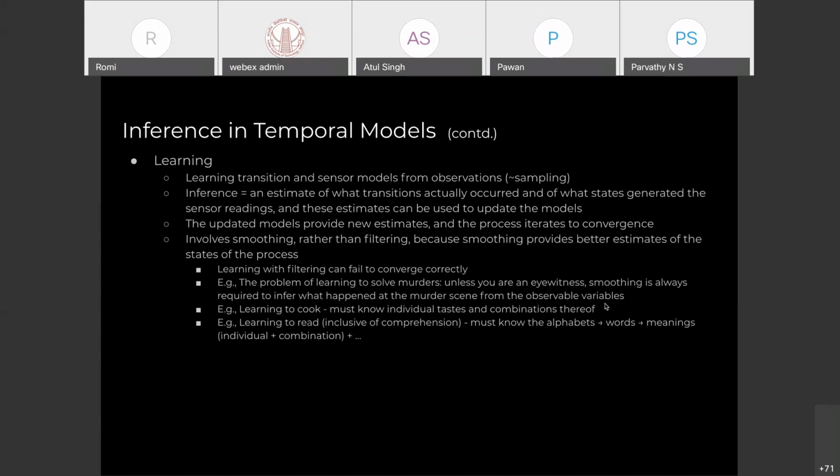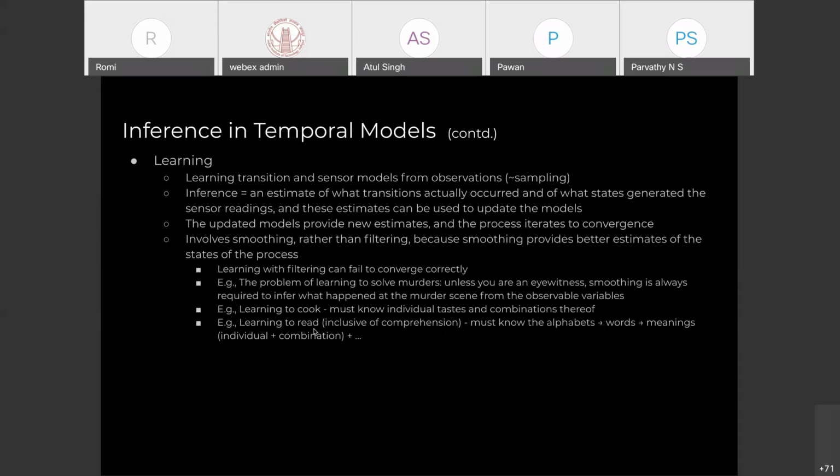You need to know what a murder looks like in order to be able to converge upon the decision that you are solving a murder. If you're trying to learn to cook, you must know individual tastes and combinations thereof. So you have a bit of learning over there. It's not just tastes and combinations. You have to know about temperature conditions. You have to know about what kind of cuts can affect the taste. So there are many, many such variables that come into consideration when you're trying to learn to cook, even when you're trying to read.